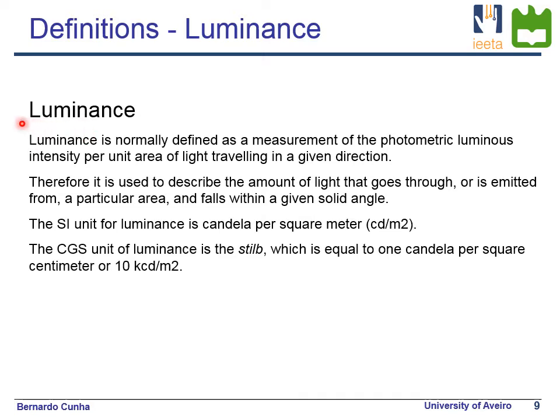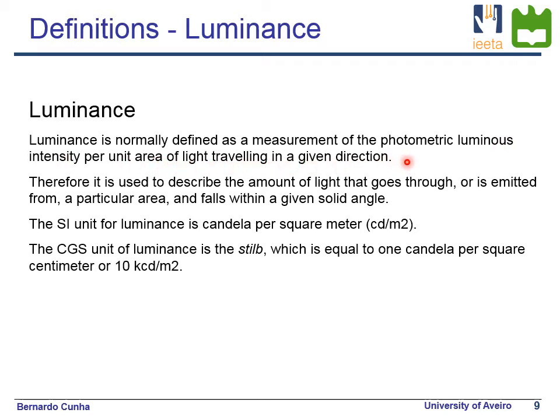The first one is luminance, and this is important. I think this is a general concept, and it is important for everyone to understand the meaning of this. The common definition of luminance is the measurement of the photometric luminous intensity per unit area of light traveling in a given direction.